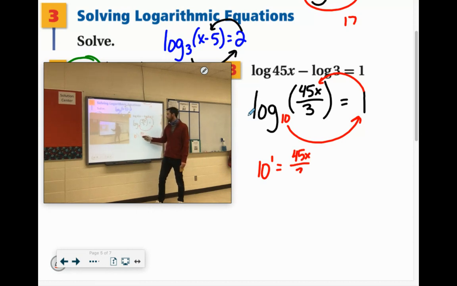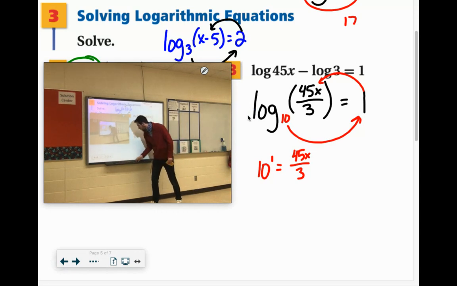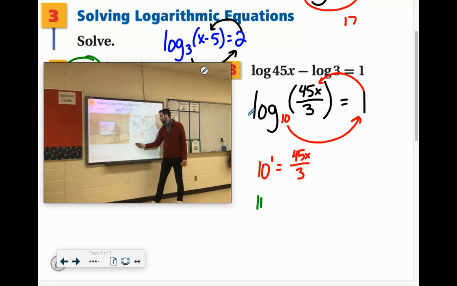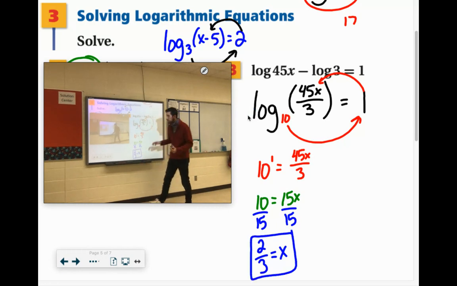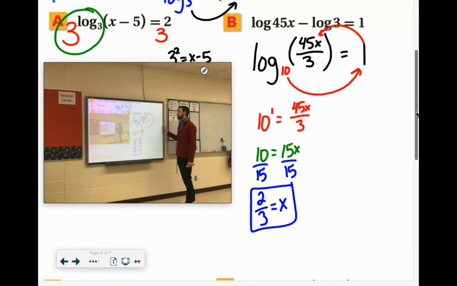Now, 45x divided by 3 is just 15x. I could have done that first. It didn't really matter. So we have 10 to the 1st is 10. 45x divided by 3 is 15x. And then we just got to divide that 15 on both sides. And 10/15 would simplify to 2/3. So x equals 2/3. They're tough. I mean, you got to pull all the tricks out of the bag.